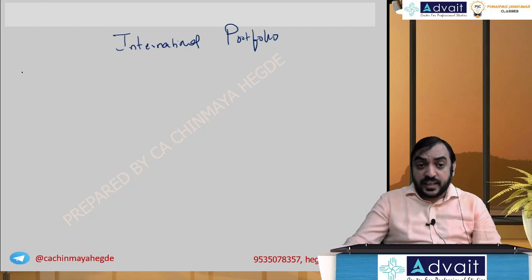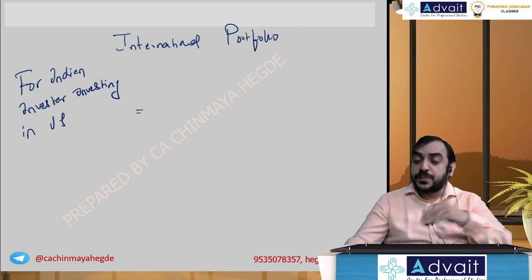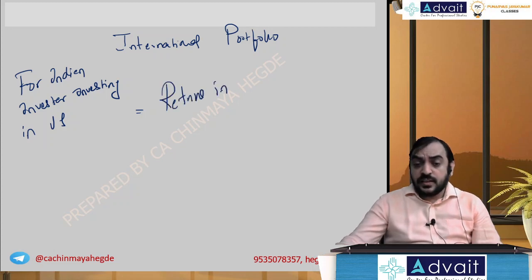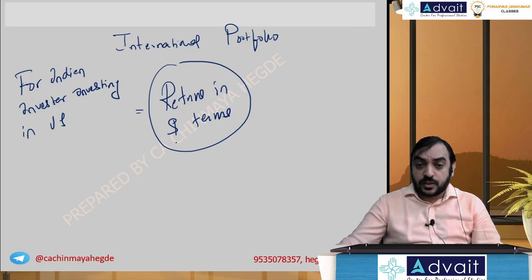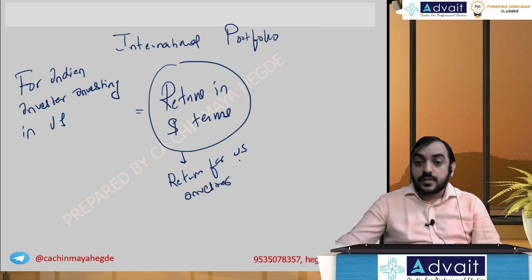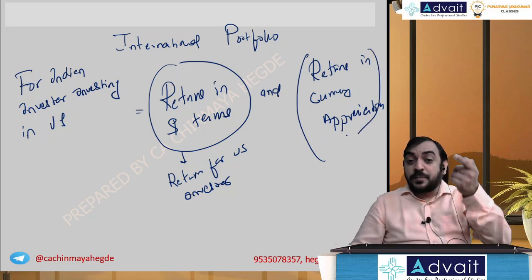So for an Indian investor investing, let's say, in the US, the returns are going to be calculated as, we'll have two types of returns. One is returns in dollar terms, that is basically the return for a US investor. And you also get return in the form of currency appreciation. That is, if the dollar appreciates by 1%, that also you get.